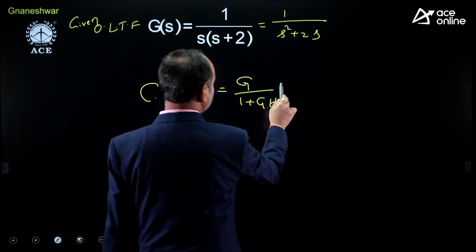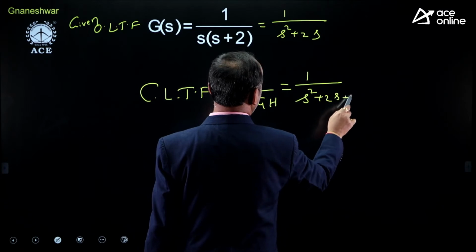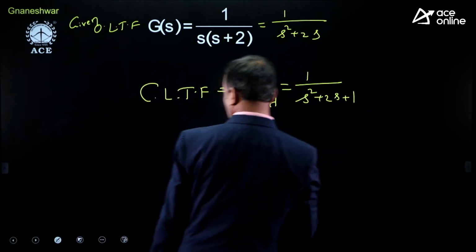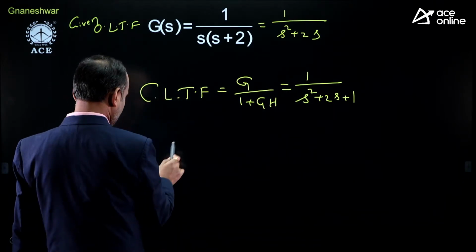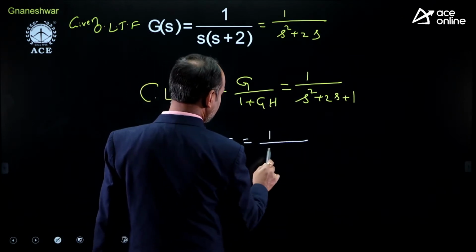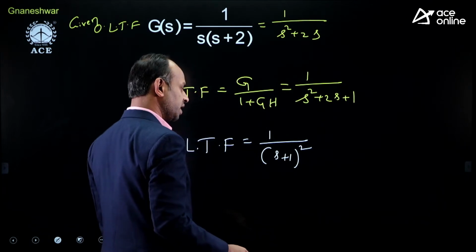Now if you do this one, we'll get the closed loop transfer function as S square plus 2S plus 1 after taking LCM. So that closed loop transfer function we can also write. This is a TSPSC level, very simple, easy question. Now it is S plus 1 whole squared here.